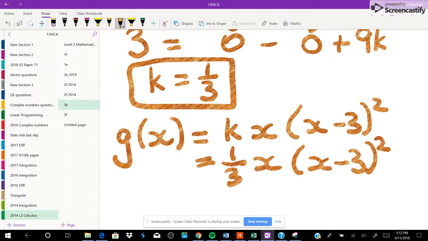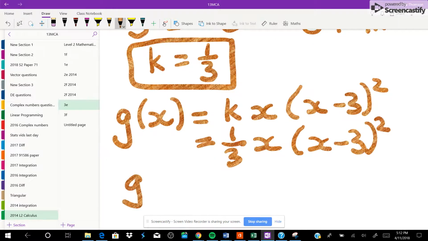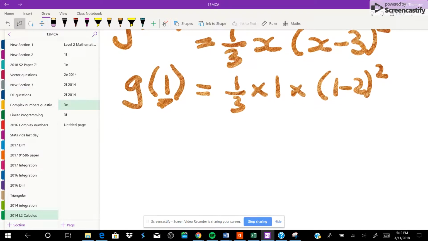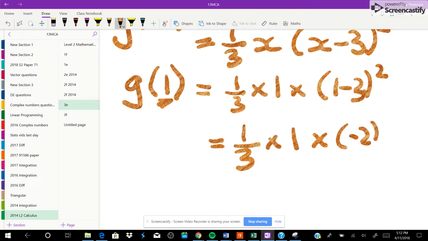Our last job is to figure out the value on the curve when x equals 1. So we just have to substitute in 1. So we get 1/3 times 1 times 1 minus 3 all squared. And you better hope it's going to give us 4/3. So we've got 1/3 times 1 times, oops, that should be a 3, negative 2 squared, which equals 4/3.